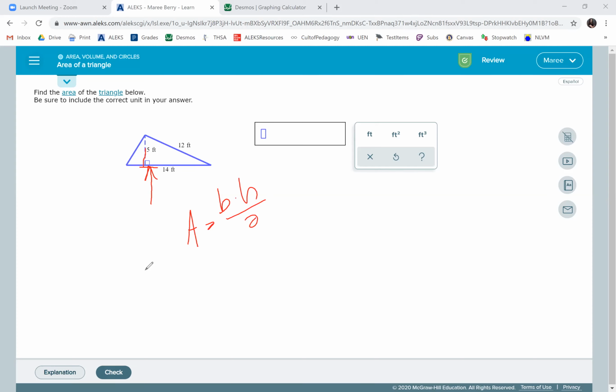I didn't mean to say of a right triangle. I meant the base and height of any triangle. And I'm going to make this look neater. Equals base times height divided by 2.